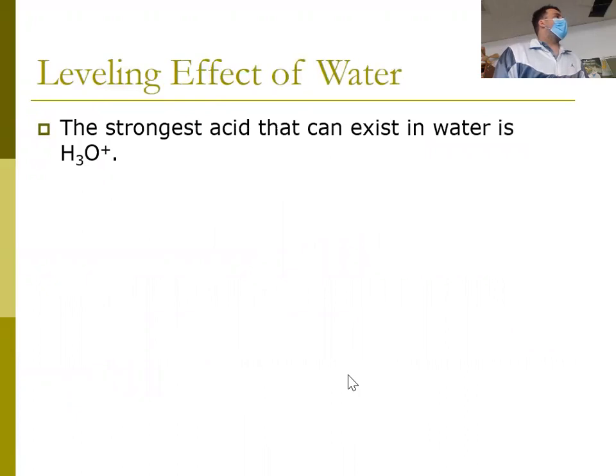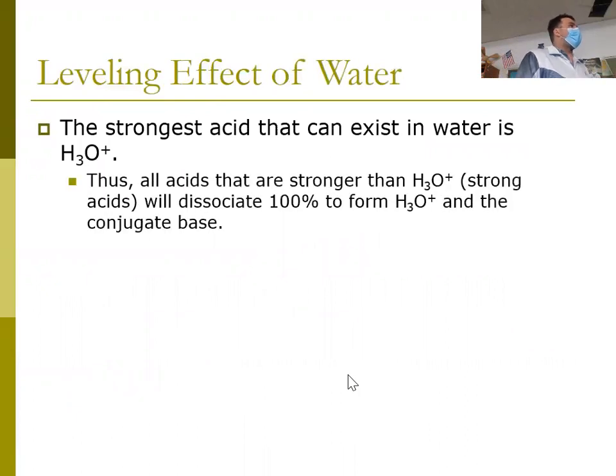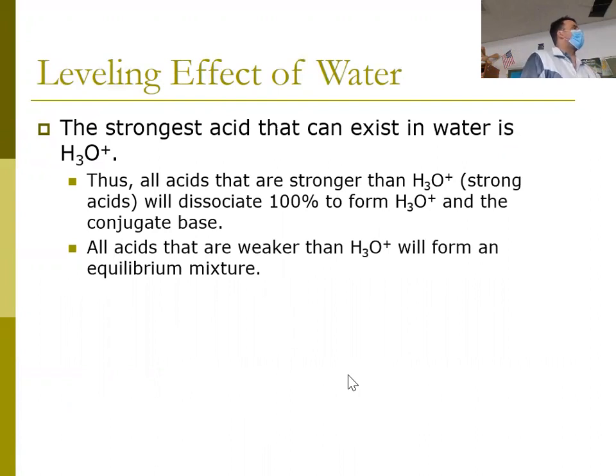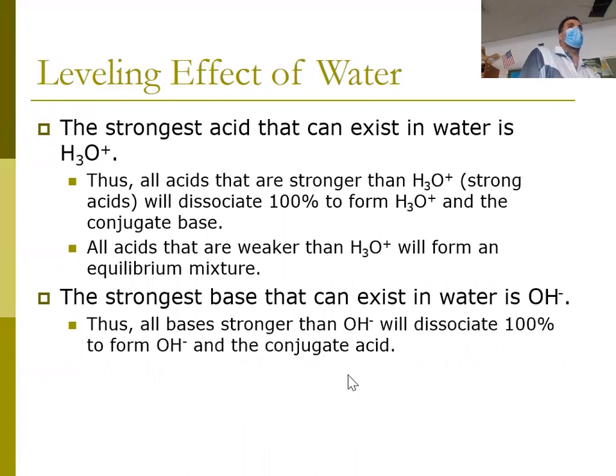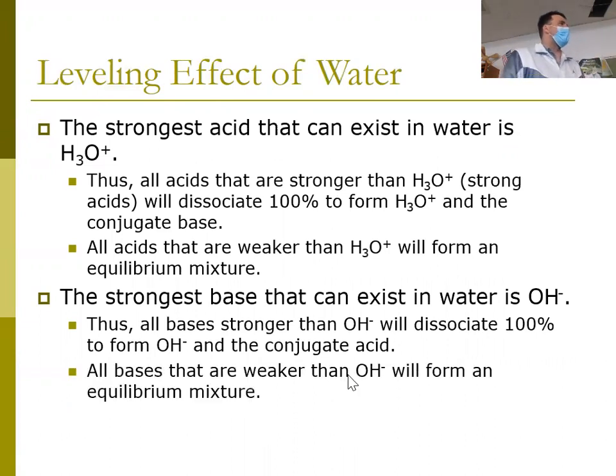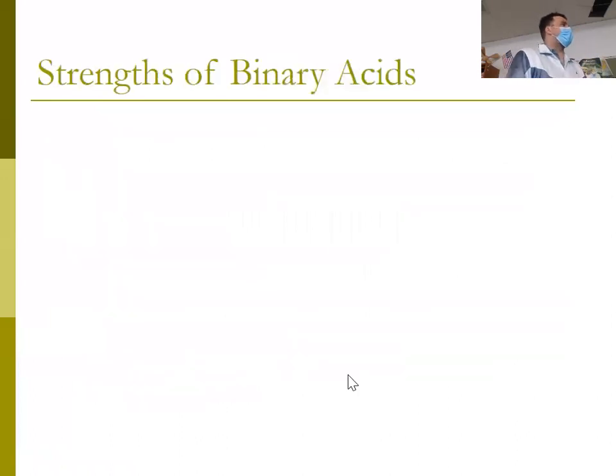So the strongest acid is H3O plus. That's what we kind of talked about with this, and this is how we're going to go into this. The strongest base is OH minus. Let's go back to the beginning of acid-bases when we had to write our conjugate acid-base pairs. We knew that if it was OH minus, it was always a base. We knew if it was H3O plus or H plus, it was always an acid. All bases that are weaker than OH minus will form an equilibrium mixture.